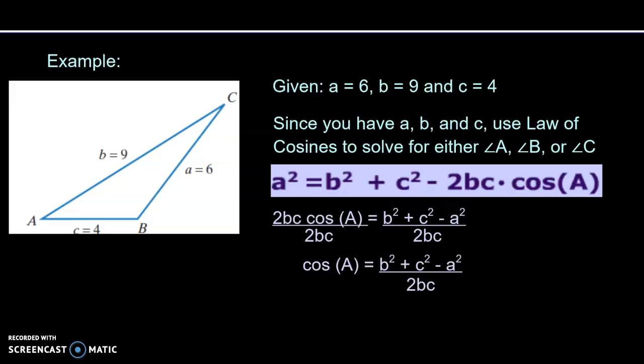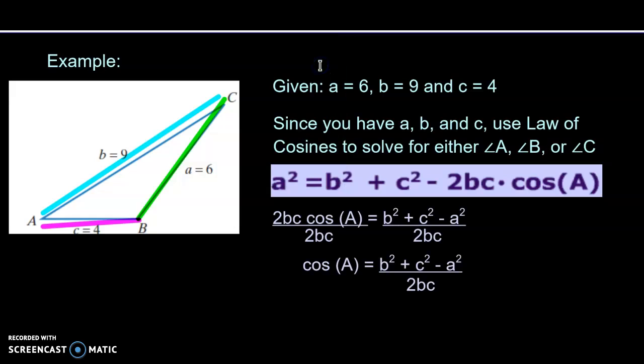I'm going to jump right away to the example. If you notice right here, we are given three sides. We're not given any of the angles. Side A is 6, side B is 9, and side C is 4. All we have are the three sides. I've already started to show you how to solve for the angle, and I decided to pick the first one. Remember, you could pick the second or the third one. It is up to you. I am solving for angle A.